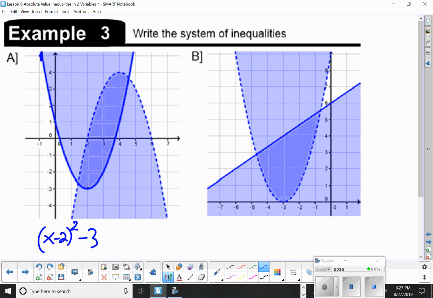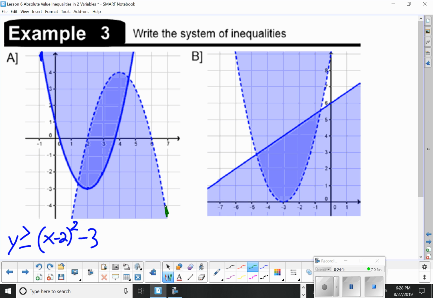Then I'm going to start here and go right 1, up 1. Well, I'm on the curve, so there's no stretch or compress. So I have the y. It's a solid line, so I know I have equals in there. And I shaded above, so y is greater than or equal to. Great. Now, let's try this one.